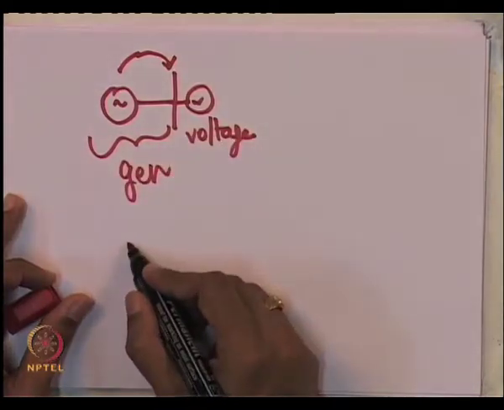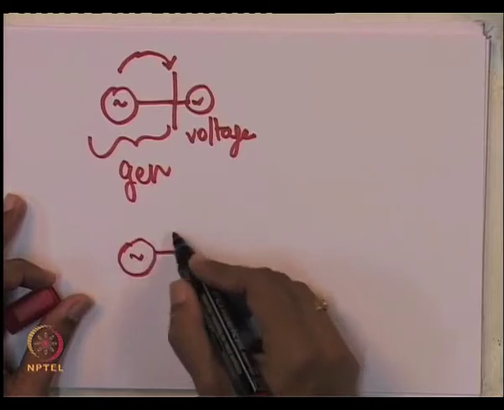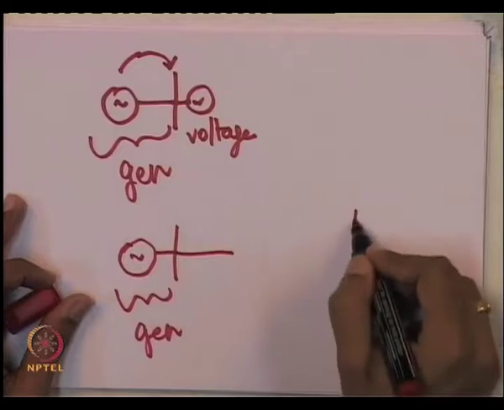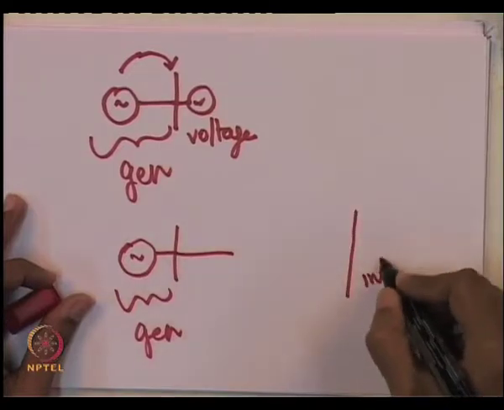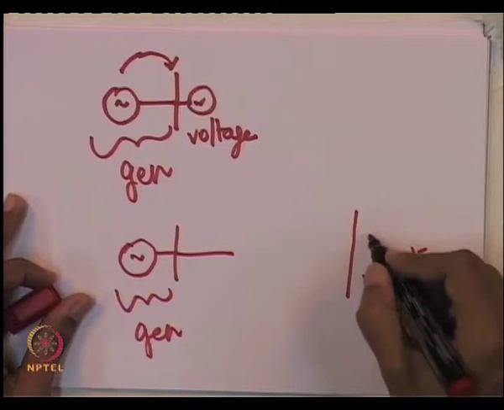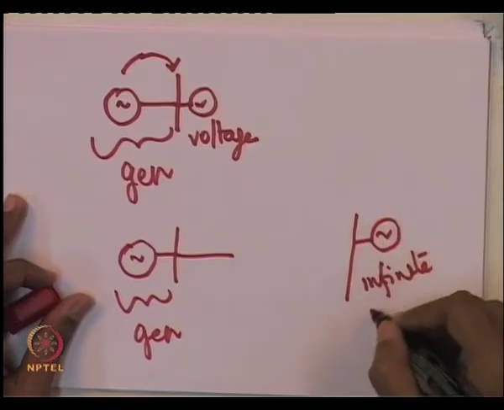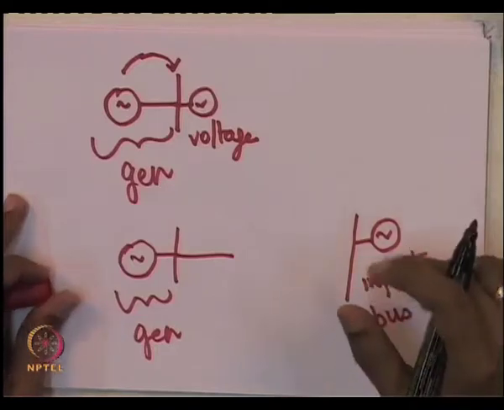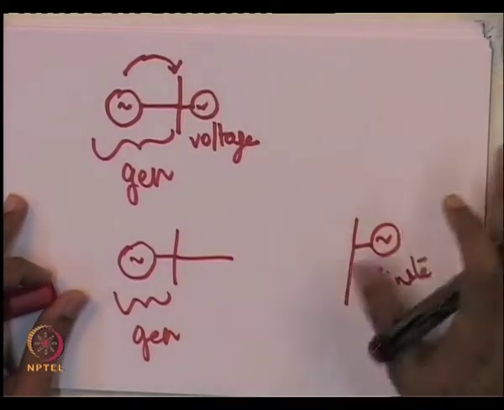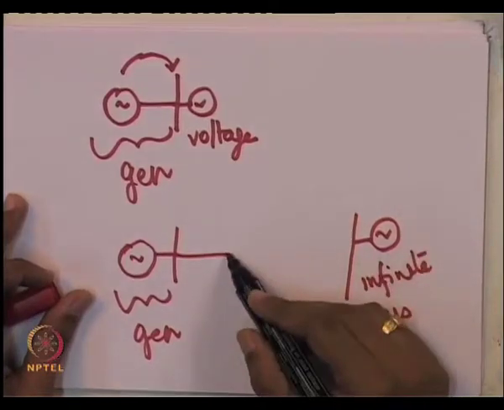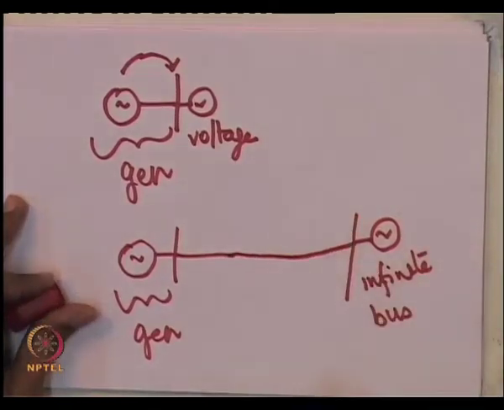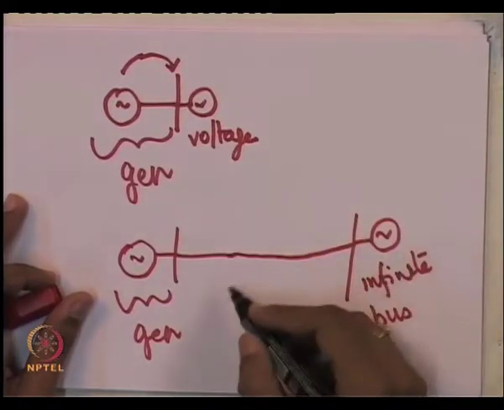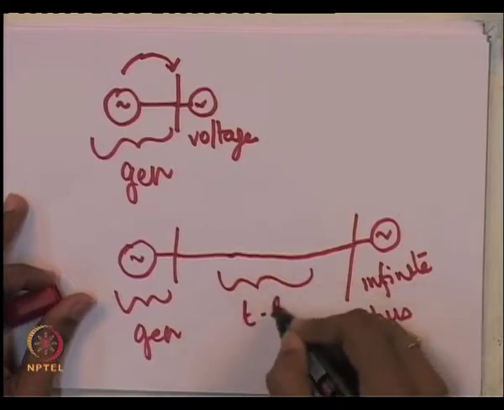What makes sense, of course, to show the action of an AVR is to connect it to an infinite bus or a large grid. Okay. It is connected to a large grid, which is also called an infinite bus or a constant voltage source whose magnitude, frequency, phase angle all remain constant. Okay. What we are going to do is connect it via, what would you connect it via? A transmission line or a transformer and a transmission line. Okay. So, this is a transmission line.